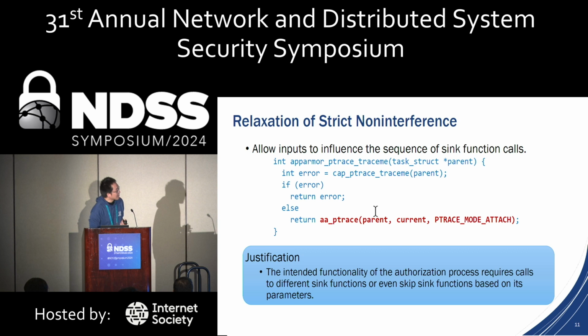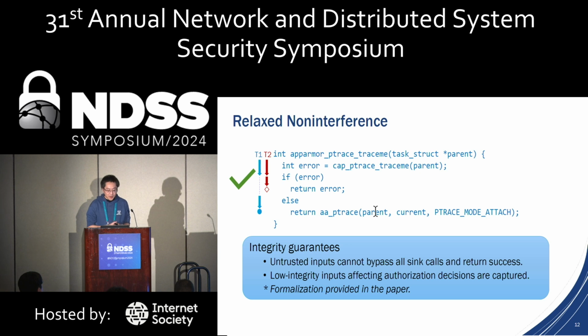The next relaxation handles cases where inputs affect the sequence of called sink functions. Looking at the code again, we can see that the sink function, AAP trace, is only called in the else branch. This behavior should be allowed in the relaxation because it is common in access control authorization to call different sink functions based on the input parameters, or sometimes even skip some sink function calls. So by introducing the two relaxations to the strict non-interference, we are able to allow benign control flows based on the specifications of the security policy.